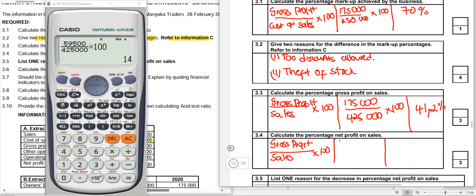So our gross profit, we know that it was 59,500, and then our sales is 425,000, as I said here, and then we multiply this by 100, and then remember the answer that we got is 14%, and then you will get your full marks.